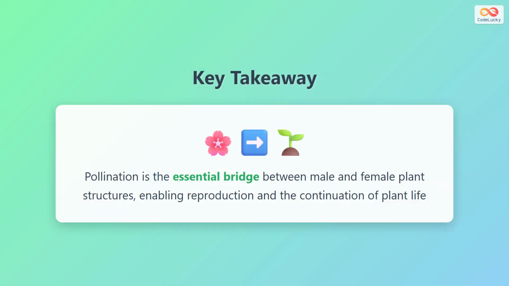To summarize, pollination is the essential bridge that connects the male and female structures of plants. It is the fundamental process that enables sexual reproduction in flowering plants. Through pollination, pollen grains carrying male gametes are transferred to the stigma, where they can fertilize the egg cells. This process leads to seed formation, fruit development, and ultimately the continuation of plant life on Earth. Understanding pollination helps us appreciate the intricate relationships between plants and their environment.